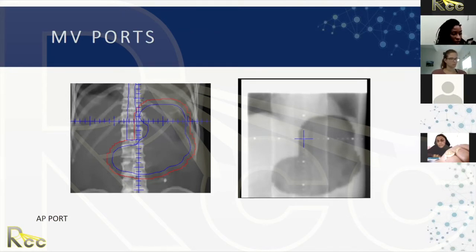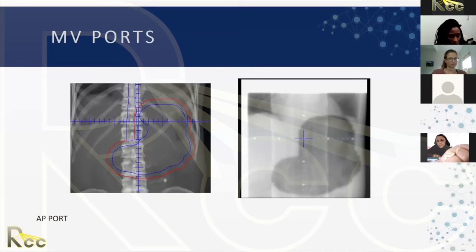Like I can visualize, I just need to be able to see my MLC structure. And so here's the MV port, right? The MV port I mentioned earlier is a poor quality image, but it just needs to be sufficiently good so that you can tell what your field boundaries are and you can describe them anatomically.